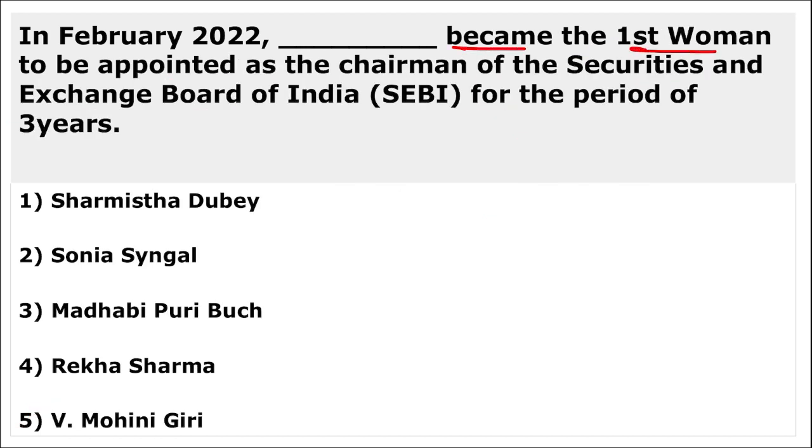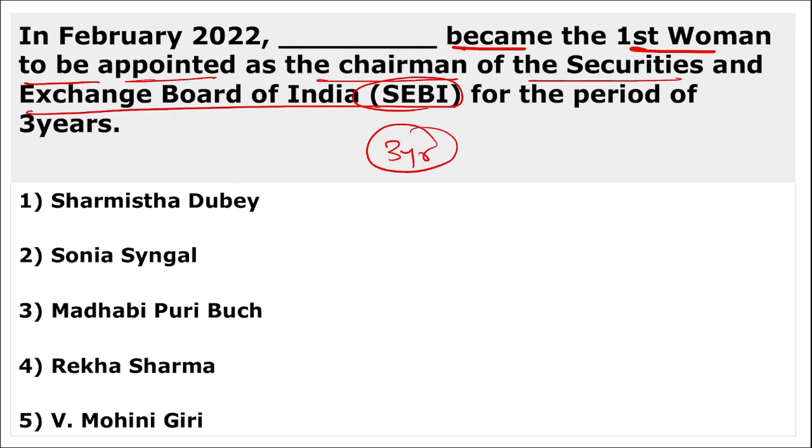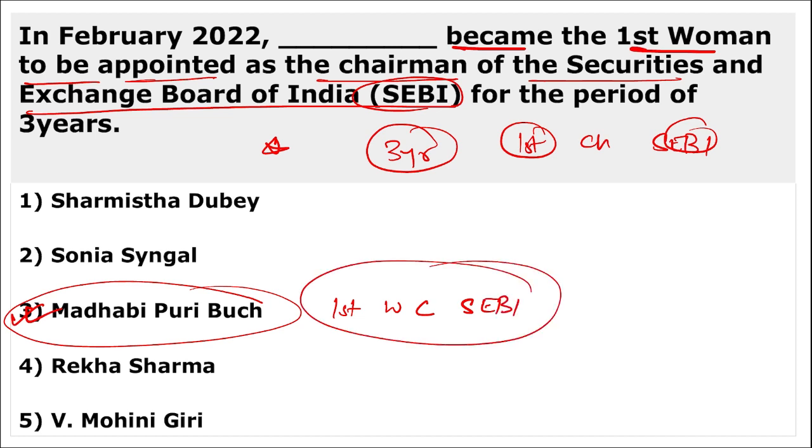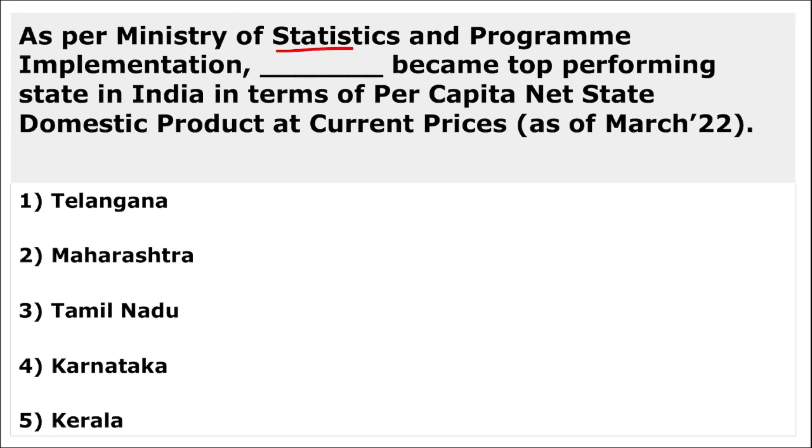Next, who became the first woman to be appointed as the chairman of the Securities Exchange Board of India for 3 years? Alright, first woman chairman of SEBI. Who is she? She is Madhabi Puri Buch. She is appointed as the first woman. Important question: first woman chairperson of SEBI, Madhabi Puri Buch.